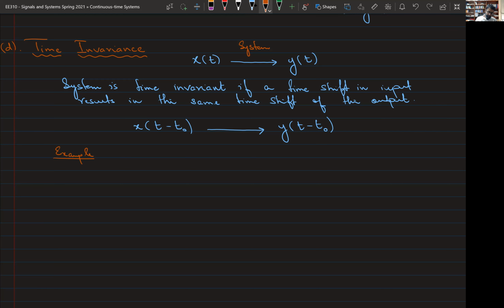I have an input-output relationship given by the following: y of t is equal to sine of the input. By the way, is this system stable? Mustafa, do you think the system is stable? Mustafa Siddiqui, are you there?